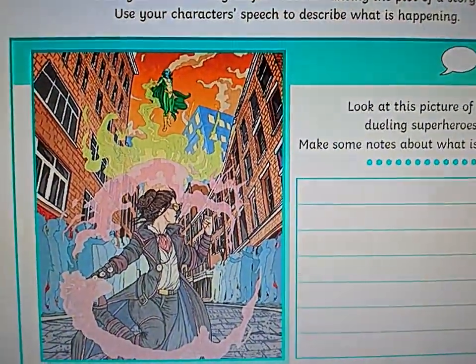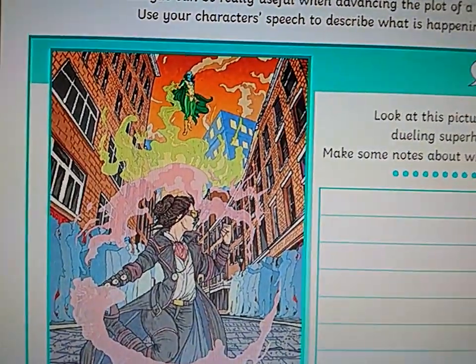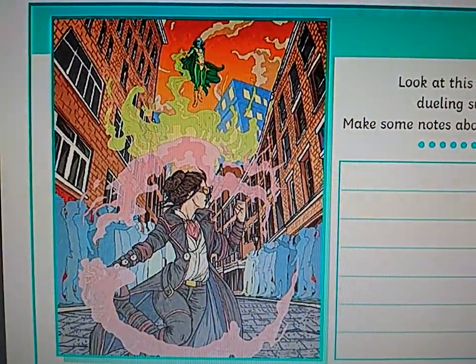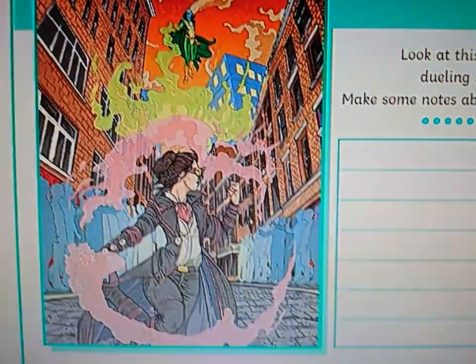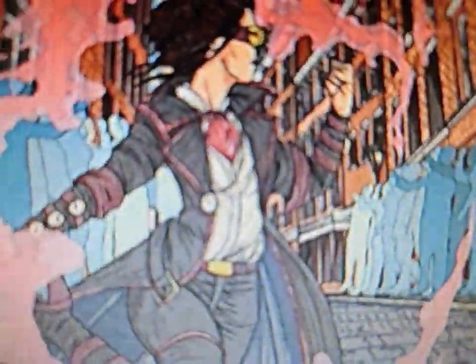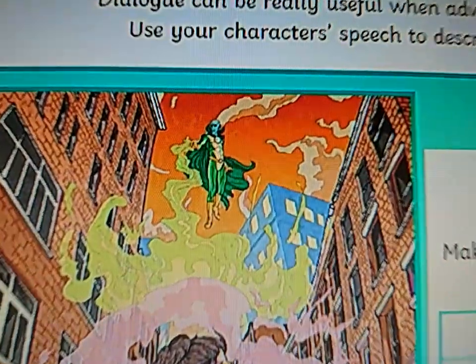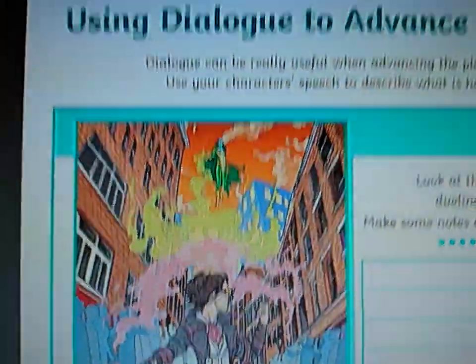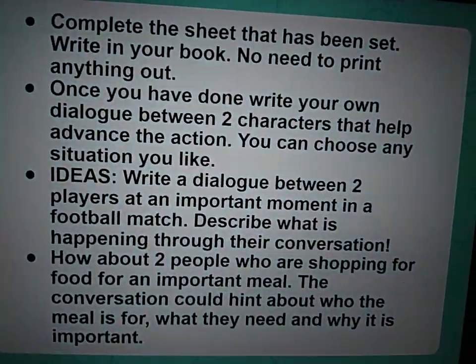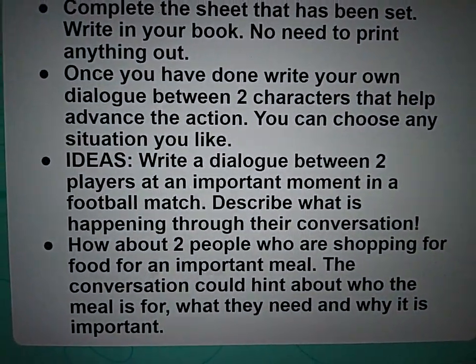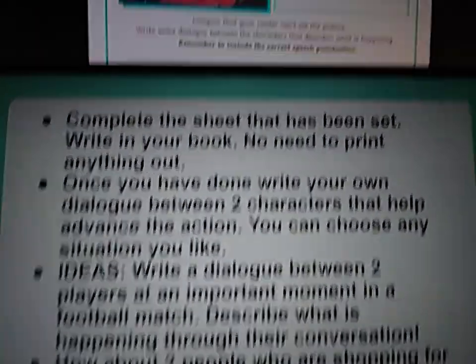It looks like it's sunset or in the evening. It looks like they're in a city. What else? It looks like they have special powers. Look, this lady's got loads of watches. She's got this pink swirly stuff going on. And this person here has, I don't know, goodness knows what's going on there. Okay. So, it says, complete the sheet that has been set in your book. No need to print anything out.